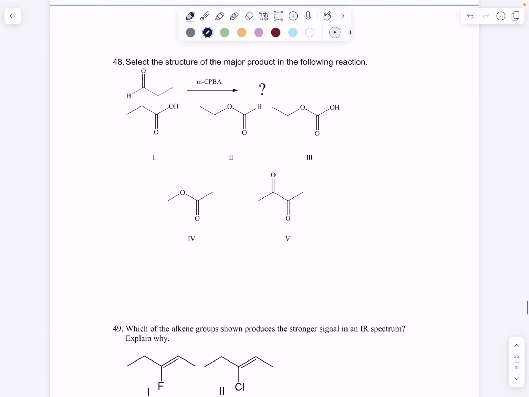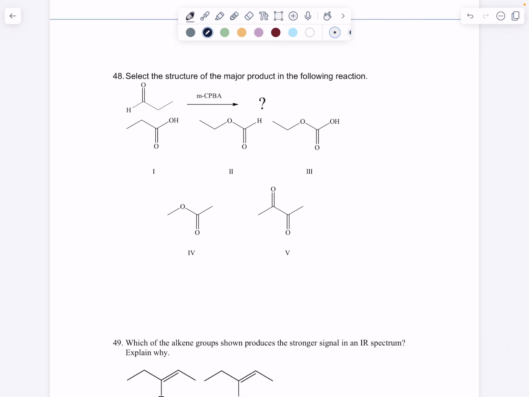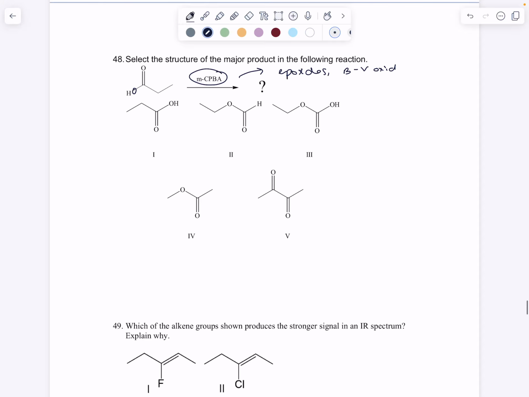All right, the structure of the major product of the following reaction. So MCPBA we've seen twice. It makes epoxides, and it makes Baeyer-Villiger oxidation. So seeing that there's not a double bond for it to make an epoxide with, it must be Baeyer-Villiger oxidation, and it's going to pick the easiest thing to migrate, which is the hydrogen. So this would be your final product, which I believe is answer choice A.